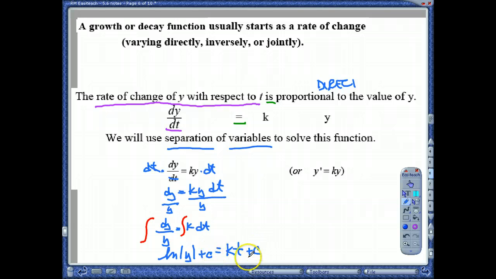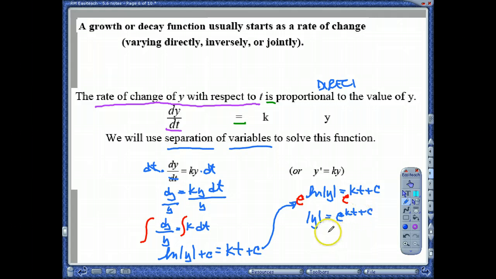Now this c is some mystery. We don't know what it is, so let's just lump it all together in one side. So this is going to become the natural log of y equals kt plus c. I want to solve for y. When they ask you to solve the differential equation, they want you to solve it. So in order to solve it, I'm going to e both sides. So that's going to give me the absolute value of y equals e to the kt plus c.